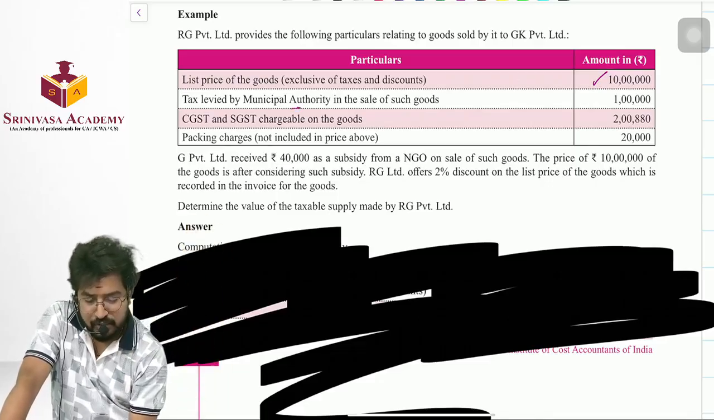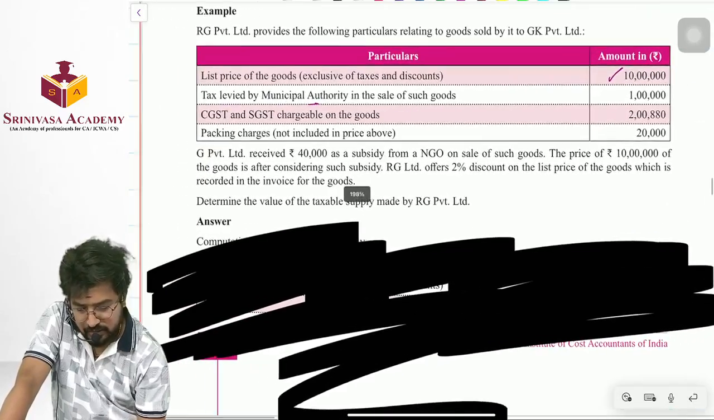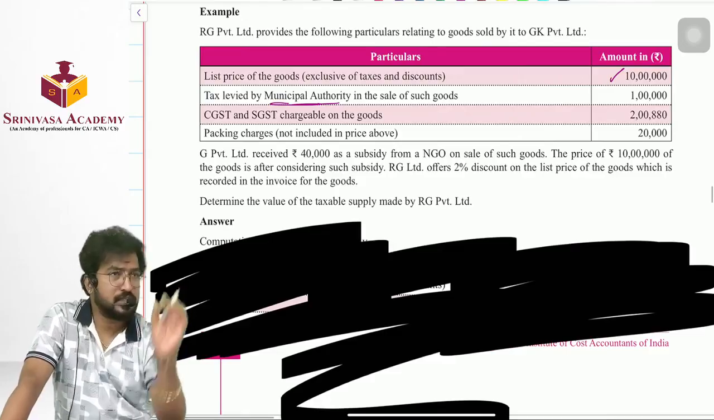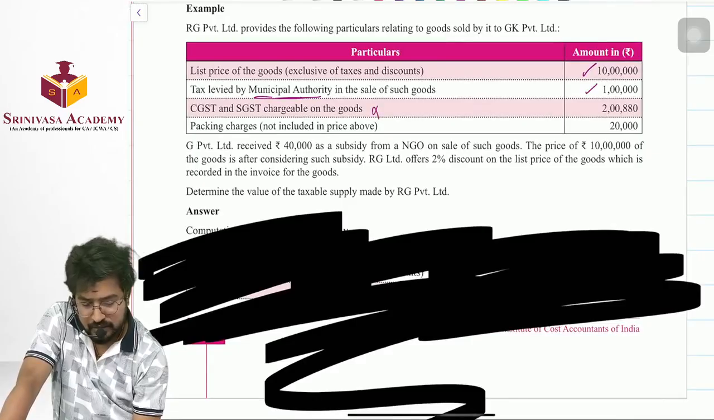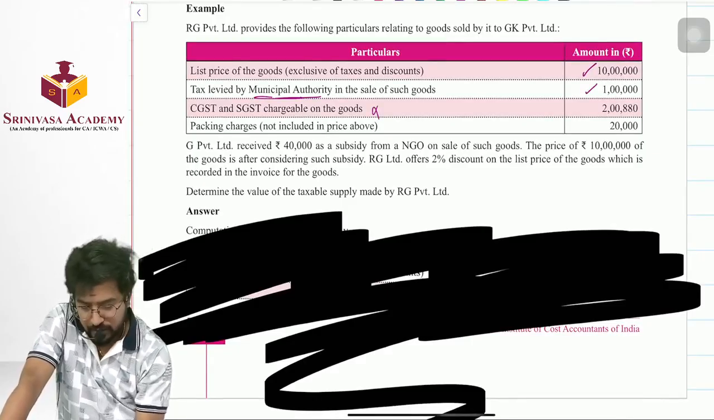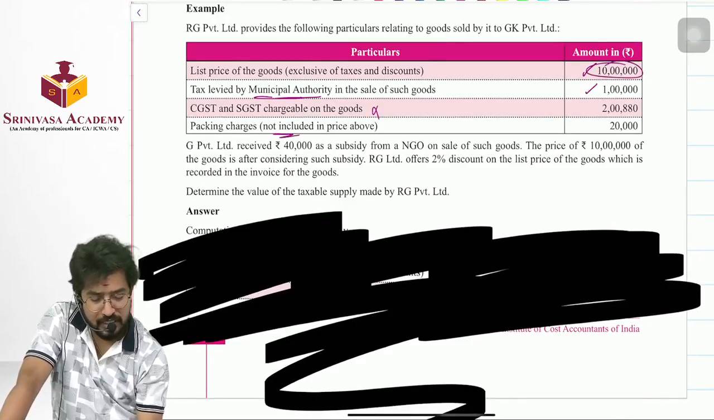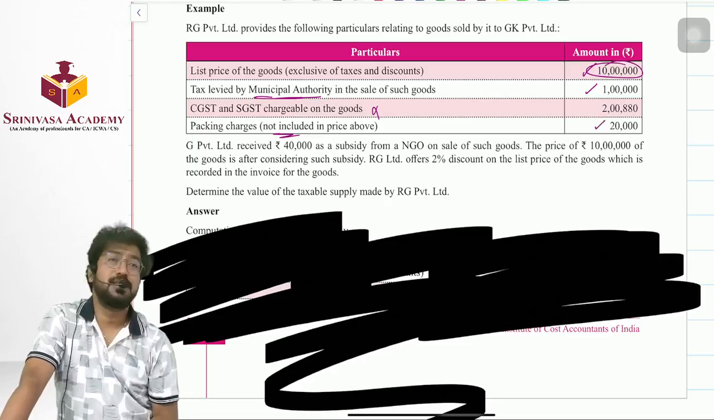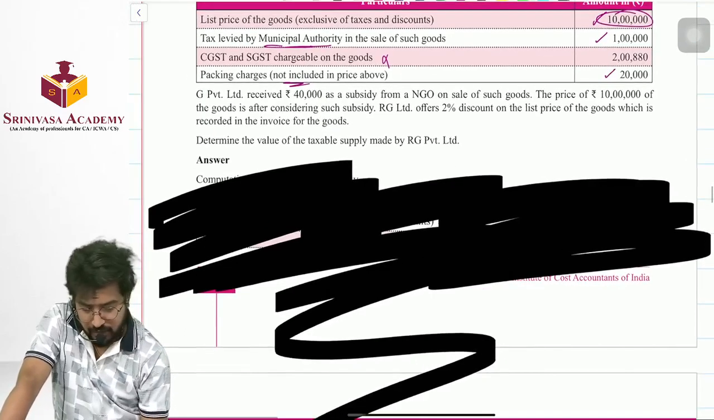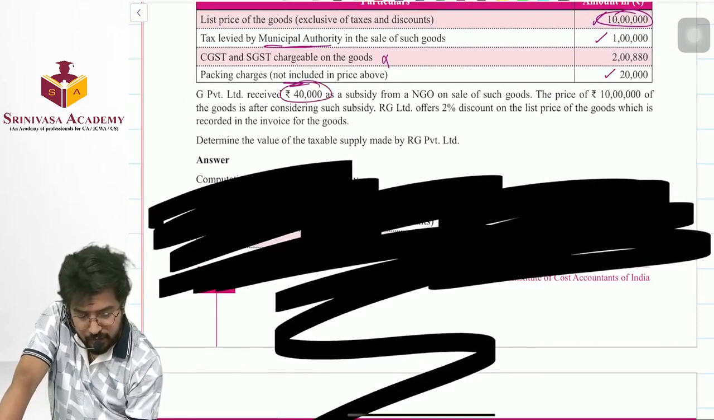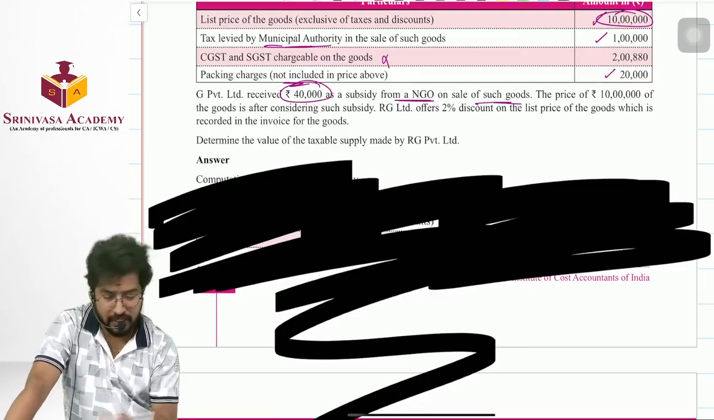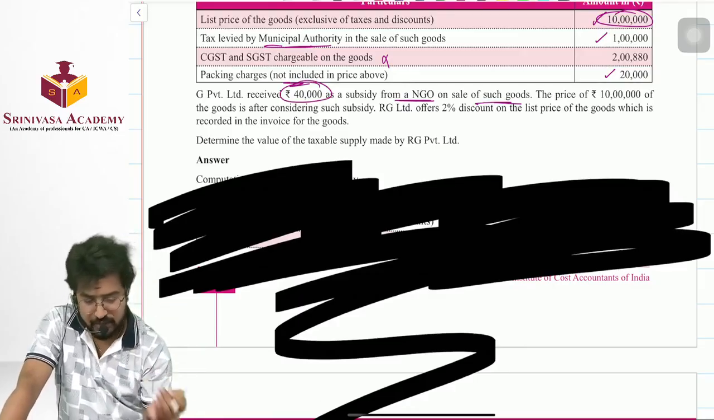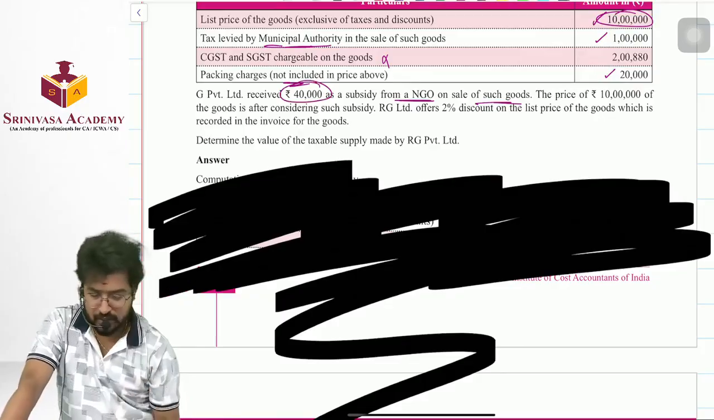Taxes levied by municipal authorities: all taxes other than GST and TCS. Correct? So this should be added. GST we will not add, we will ignore it. Packing charges not included in the price, so we treat them as incidental expenses. Subsidy of 40,000 from an NGO on sale of such goods. Subsidy is first directly linked to price. Second, it is from an NGO, other than the central government and state government.